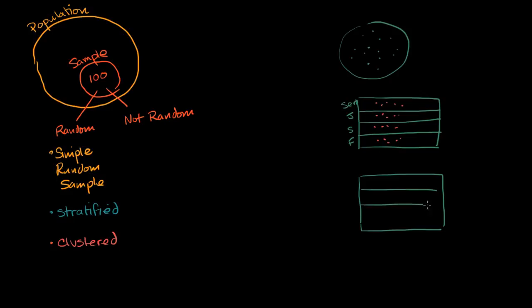Let's just say that we can split our population into groups. Maybe these are classrooms. And each of these classrooms have an even distribution of males and females, or pretty close to even distributions. And so what we do is we sample the actual classrooms.